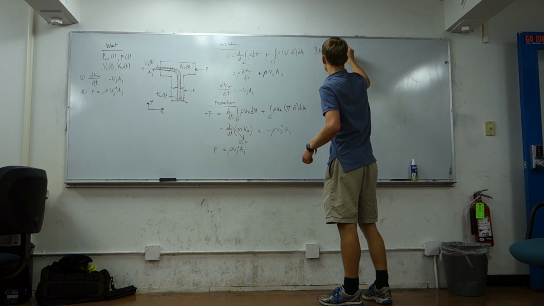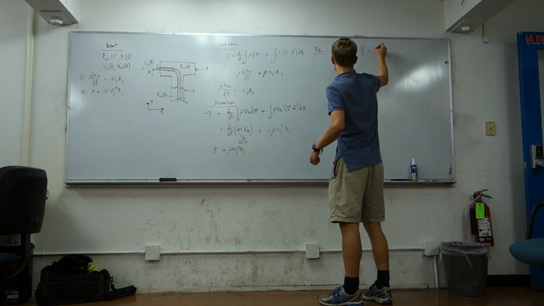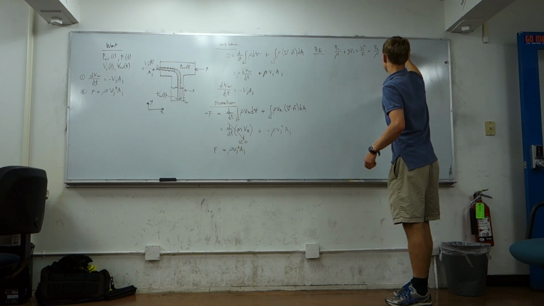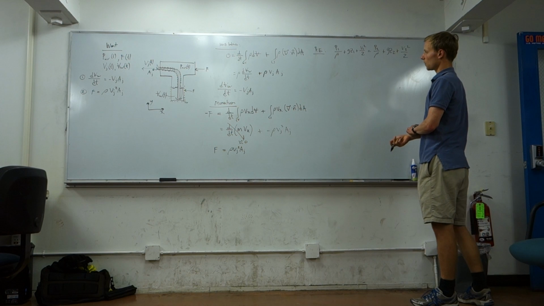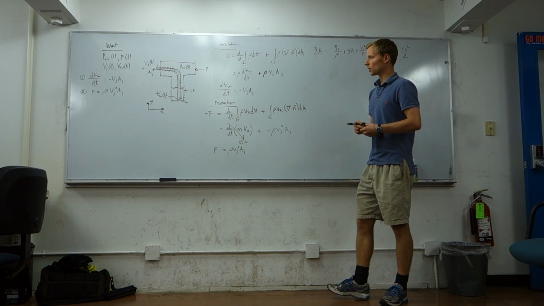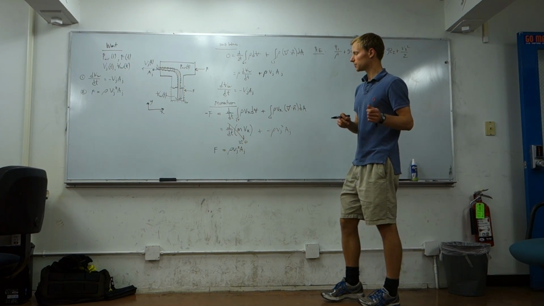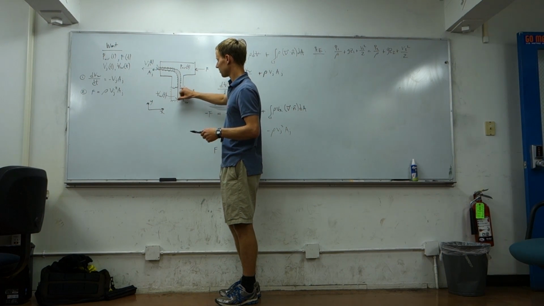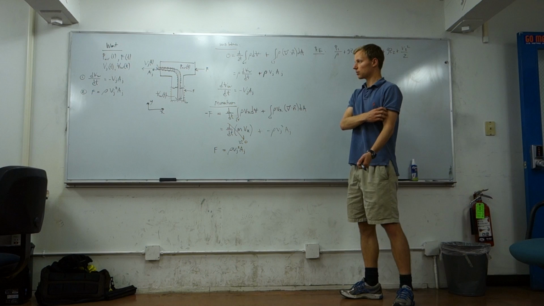we know is P1 over rho plus g Z1 plus V1 squared over 2 equals P2 over rho plus g Z2 plus V2 squared over 2. So first recall the Bernoulli's equation only holds for inviscid flows, and we typically only think about it along a streamline. The streamline assumption could hold fairly well. We could think of a fluid element going along this path. The inviscid assumption turns out to be not great.